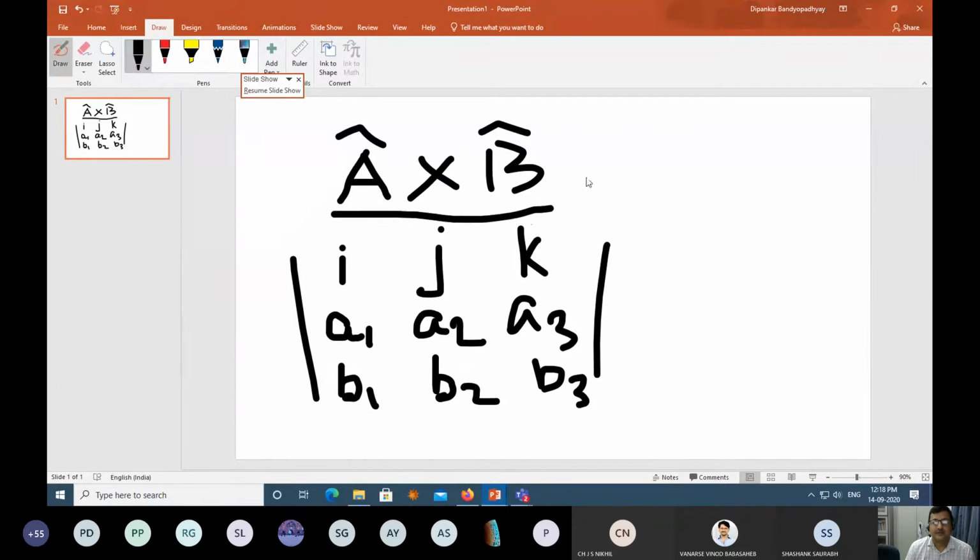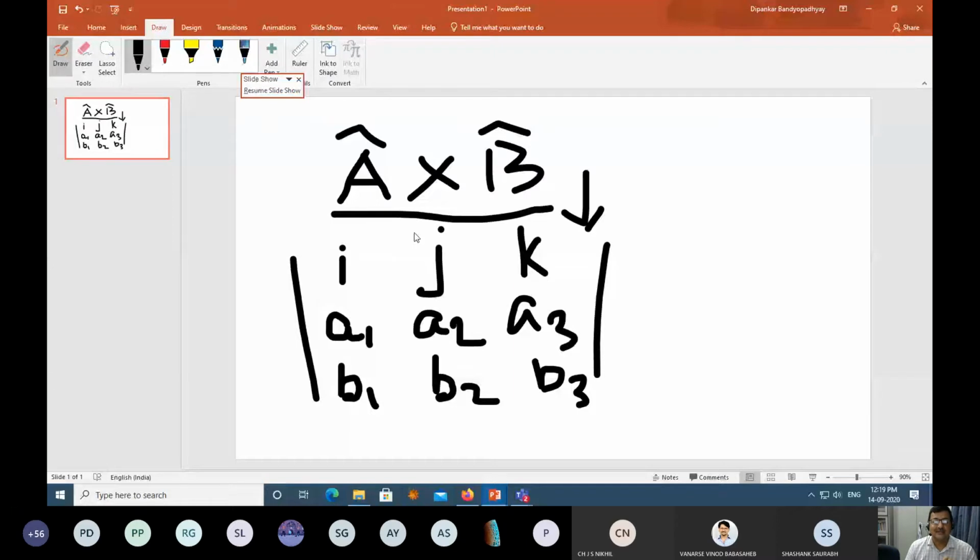So what is this cross product? It is going to be this determinant. If you evaluate this determinant, you are able to get the cross product. So essentially, you may see that the dot product leads to a scalar, whereas the cross product leads to a vector.